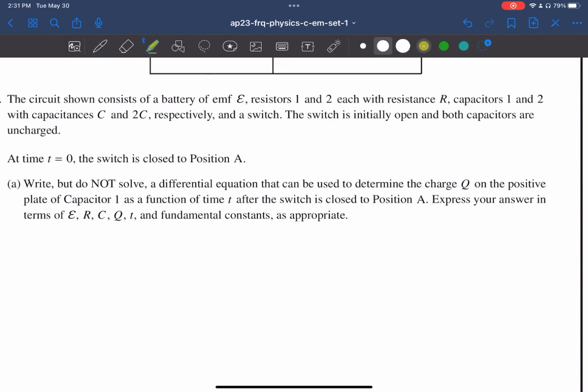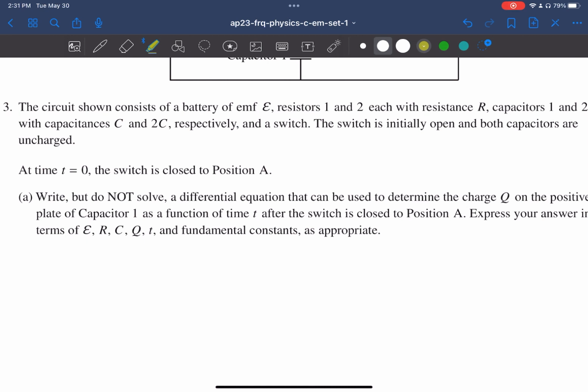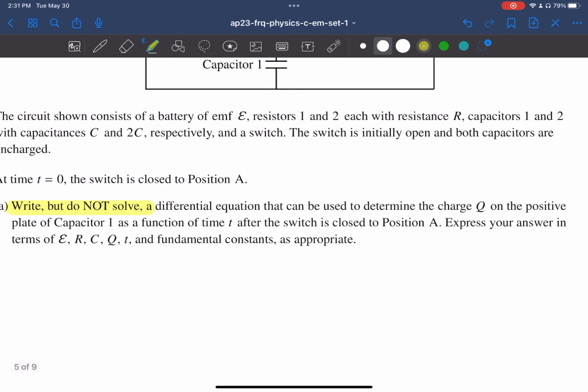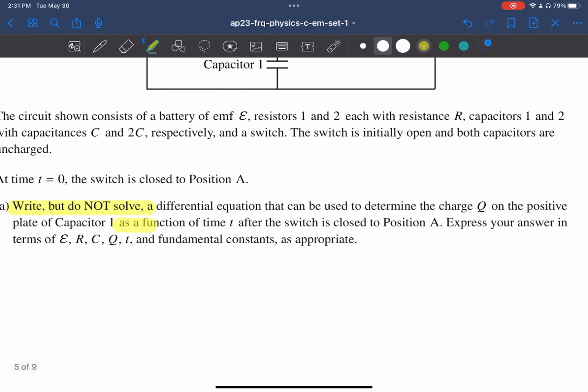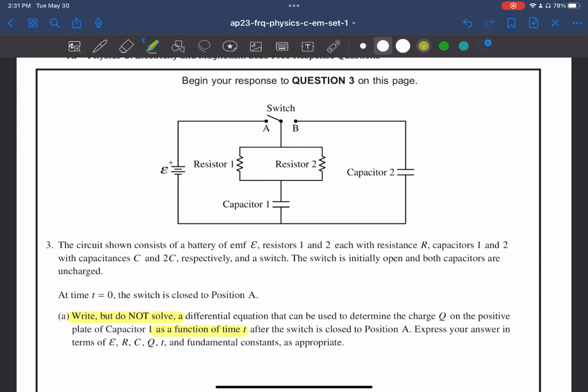So there are some important things to note from this question. The first thing is we only need to write the differential equation. So write, but do not solve. So we don't need to solve it, we just need to write the equation. Secondly, it has to have time in some way or form. We have the diagram right above, so we are going to use this as a reference.